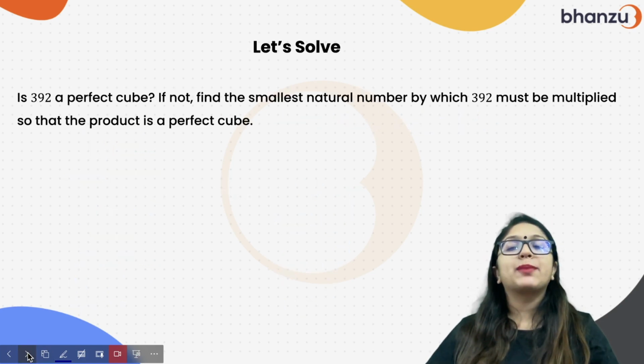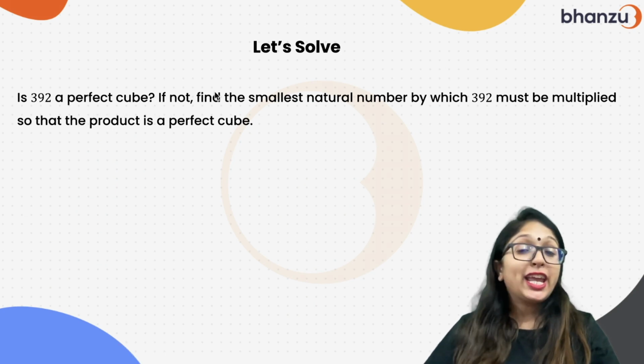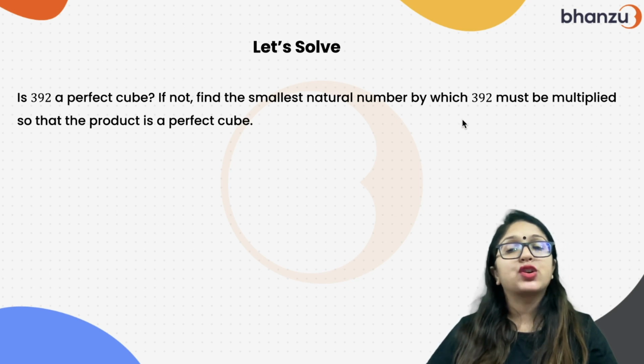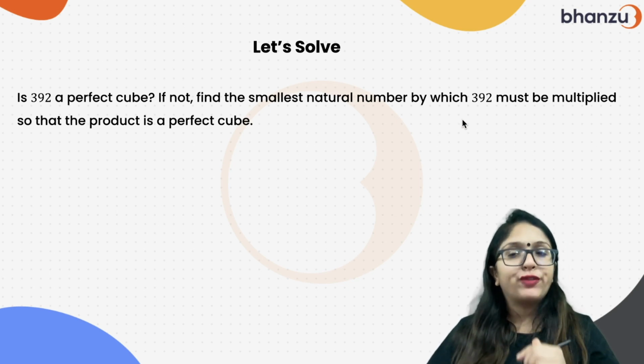Let's quickly practice some questions. It says, is 392 a perfect cube or not? If not, find the smallest natural number by which 392 must be multiplied so that the product is a perfect cube. So let's quickly check if it's a perfect cube or not.